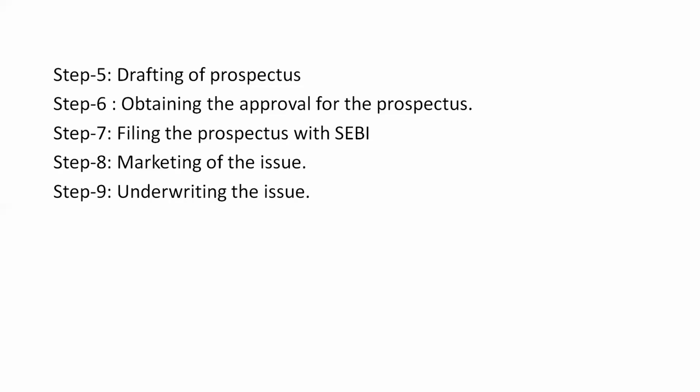Sixth step is obtaining the approval for the prospectus. It is very important, because unless and until the securities and stock exchange authorities accept this prospectus, it cannot be floated in the stock exchange market. Therefore, approval is most essential. Next one is filing the prospectus with SEBI. After the approval, you have to file it. For filing and all that, there is a procedure where the merchant bankers will assist the company.